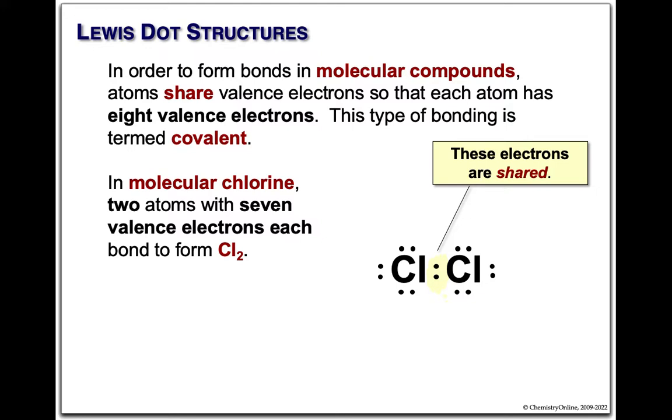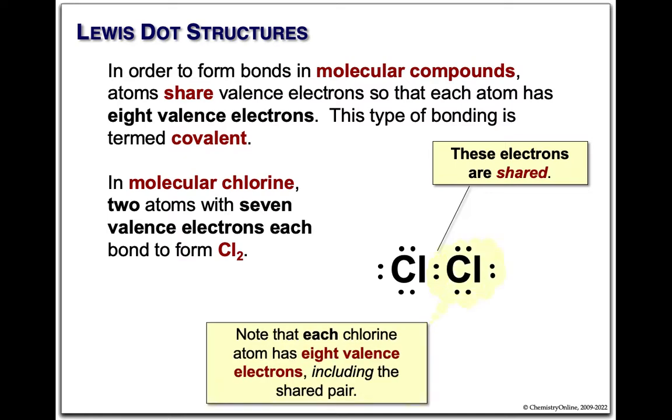We're looking for an octet of electrons, right? When you have a covalent bond, you count the shared electrons for each atom. So for this chlorine, we have 2, 4, 6, 8. For this atom, we have 2, 4, 6, 8. They both have a full octet of electrons.